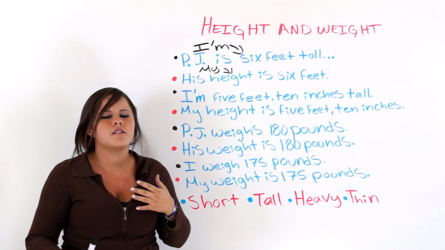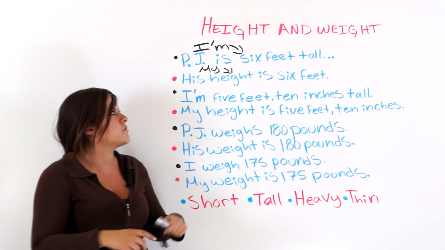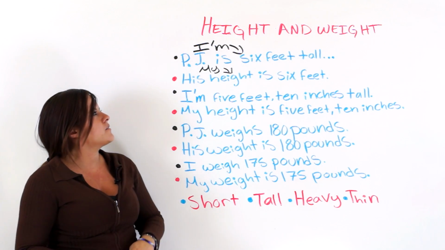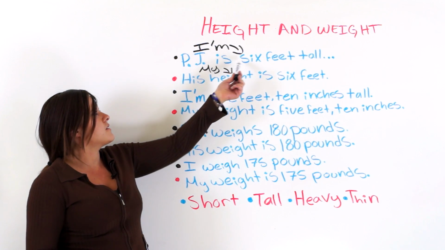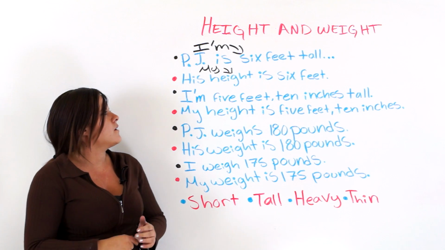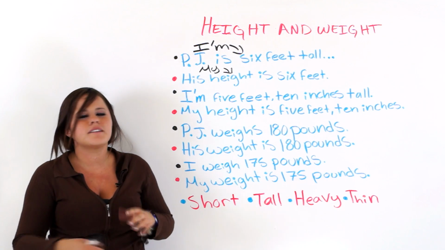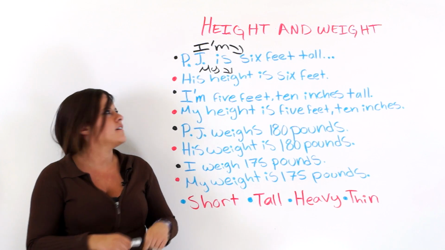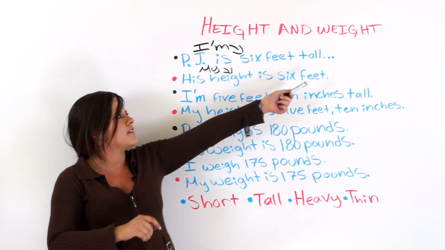The questions are different, as you can see. How tall are you? Then you answer with this, I'm 6 feet tall. Or how tall is PJ? PJ is 6 feet tall. Or what is your height? My height is 6 feet. Or what is PJ's height? His height is 6 feet.